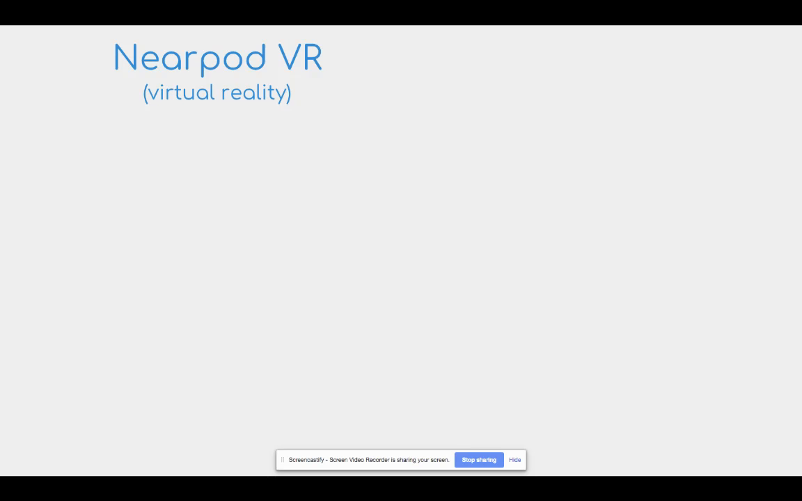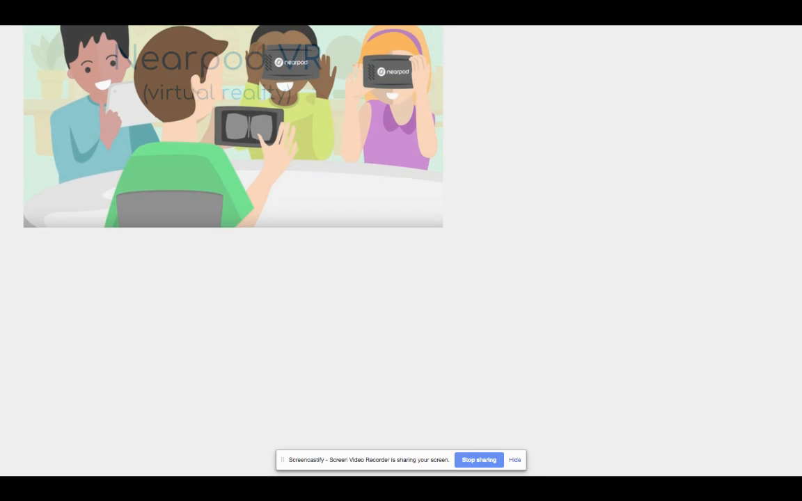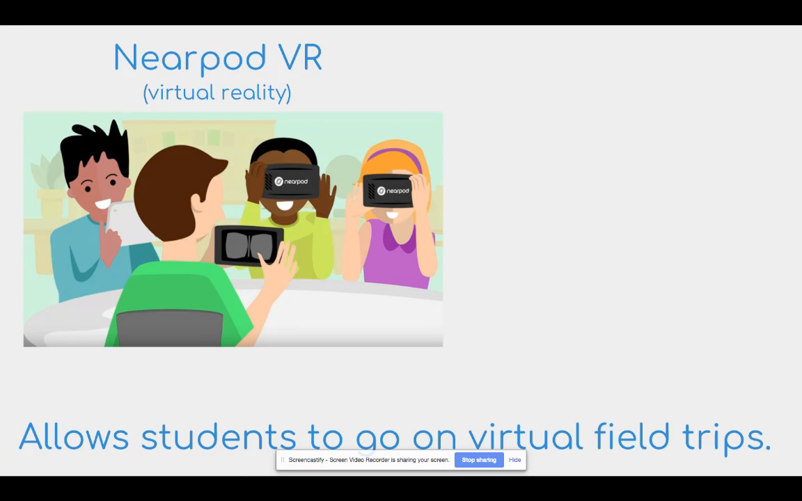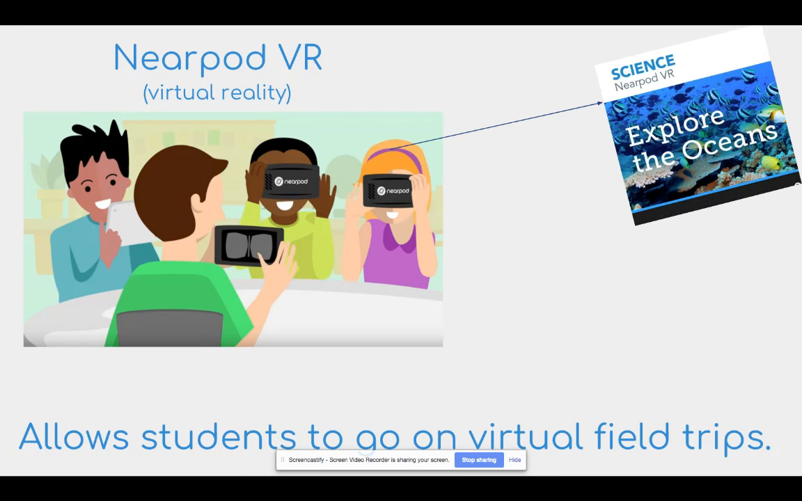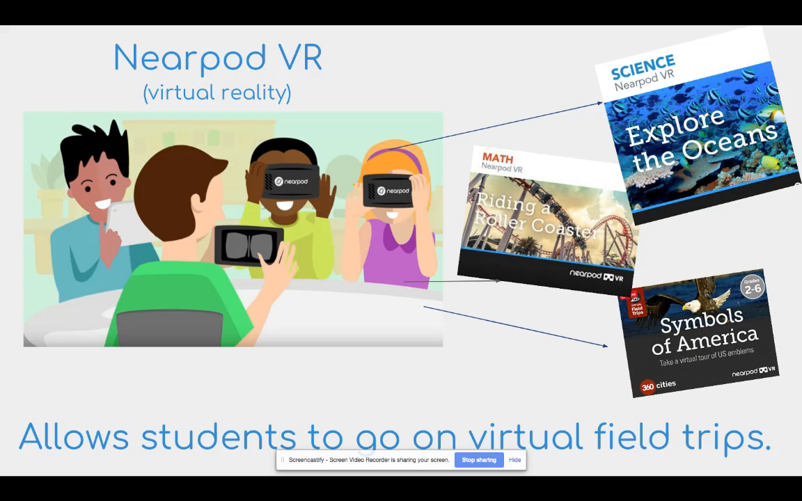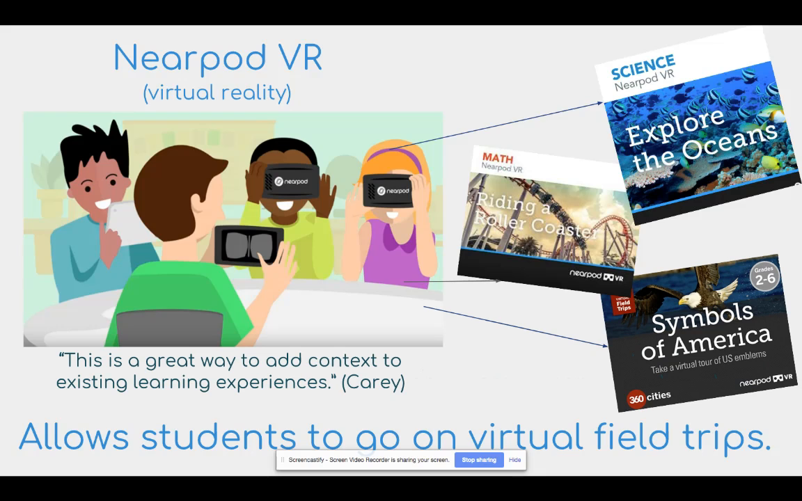Head-mounted displays are used with headphones and hand controllers to provide a fully immersive experience. Virtual reality devices can trick the brain into feeling like it is anywhere. This technology can be used to provide virtual field trips for students.